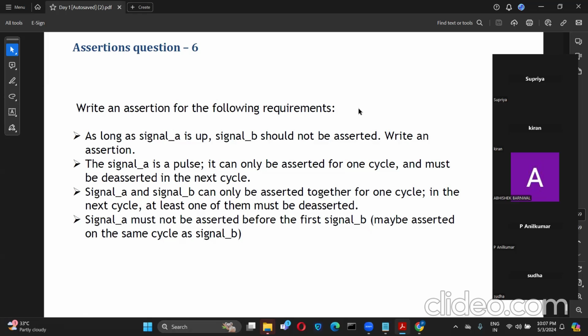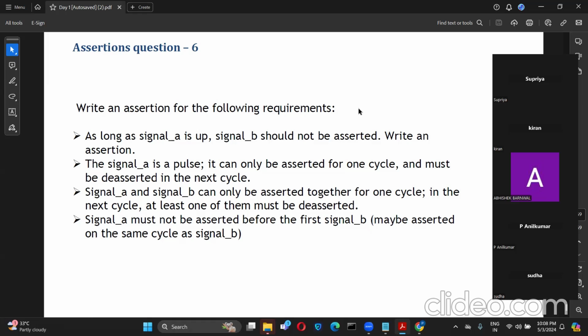In UVM also, for any project, this is a simpler one. Likewise, you will have very complex designs. For all those complex designs, you will understand the specification and based on that, you will create a test bench. In that, you will have the architecture like generator, driver, all this.